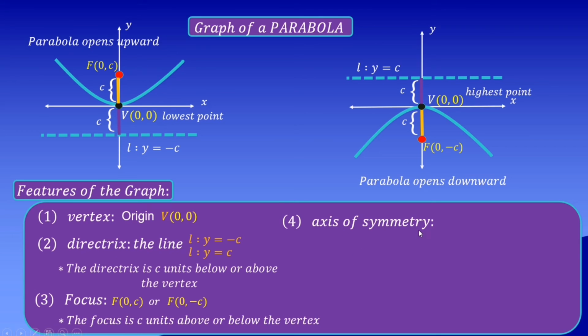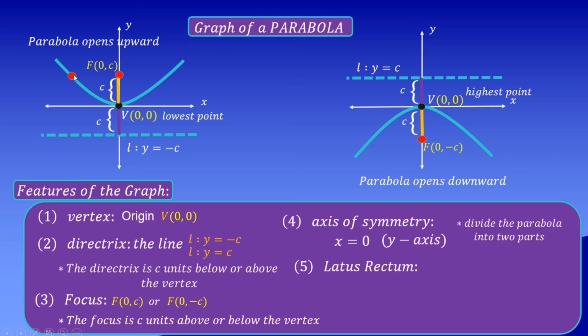And for the axis of symmetry, that is x is equal to 0, and it's either the parabola opens upward or opens downward. The parabola crosses the y-axis. Ibig sabihin nito, this line divides the parabola into two parts which are mirror images of each other. So, hinati ng y-axis ang ating parabola into symmetrically equal.